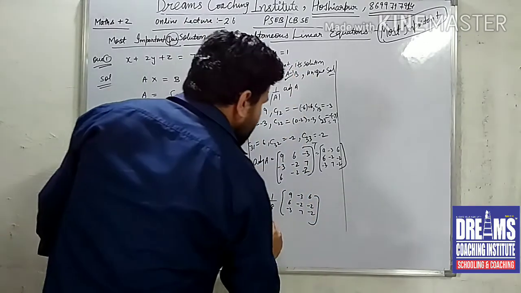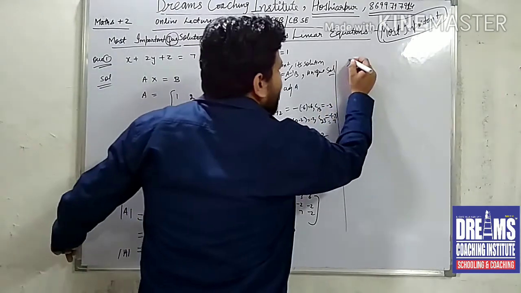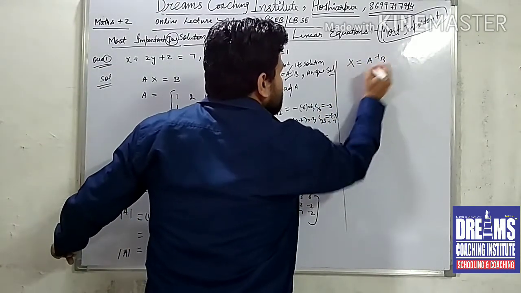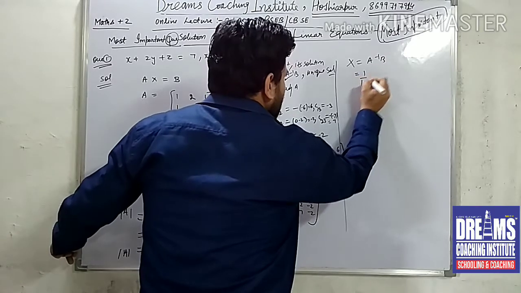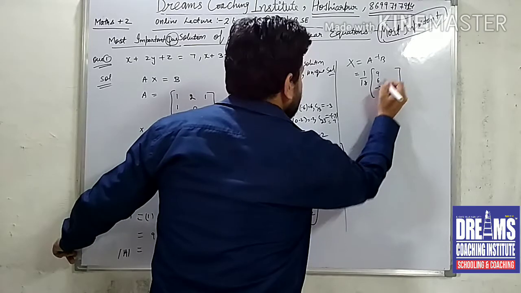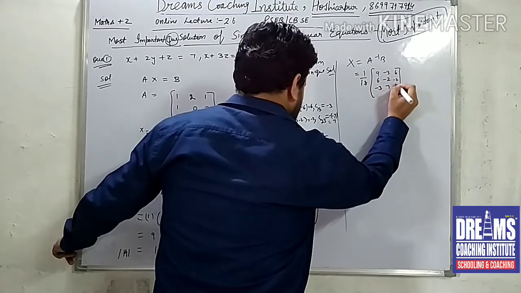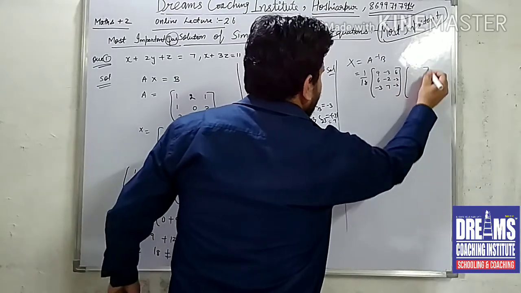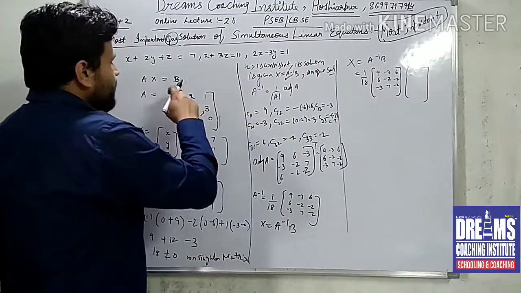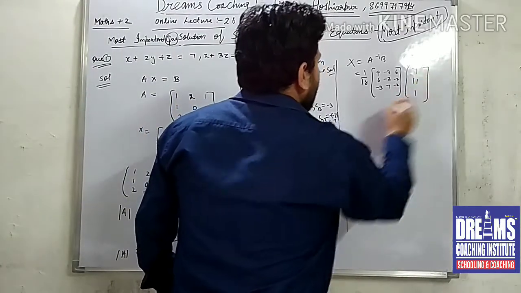So now the solution is given by x is equal to A inverse into B. So how can we find x is equal to A inverse B? This is A inverse, 1 by 18 into 9, 6, minus 3, minus 3, minus 2, 7, 6, minus 2, minus 2, into B. So what is B over here? B is 7, 11 and 1. So solve this.